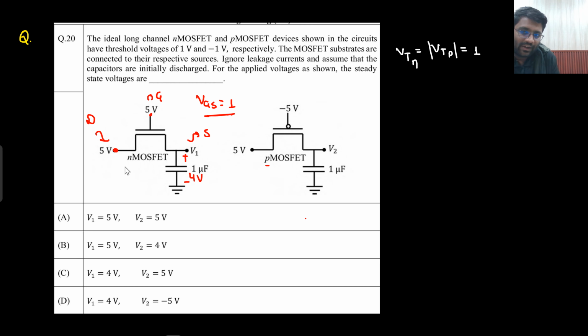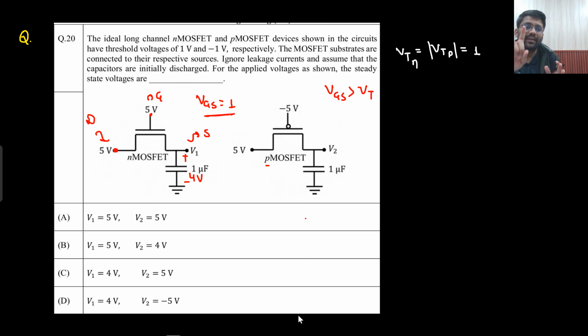This 5 volt wanted to charge it to 5 volt, but it did not happen. Why did it not happen? Because VGS should be greater than VT. Then only the current would flow. But what really happened? Now the gate to source potential has become 1 volt. Now the current cannot flow.